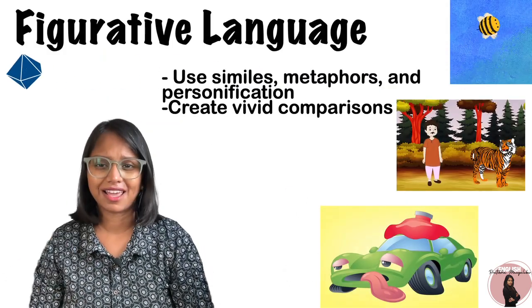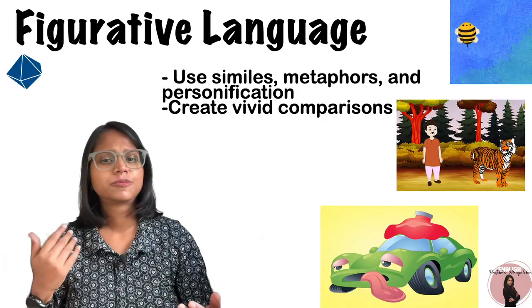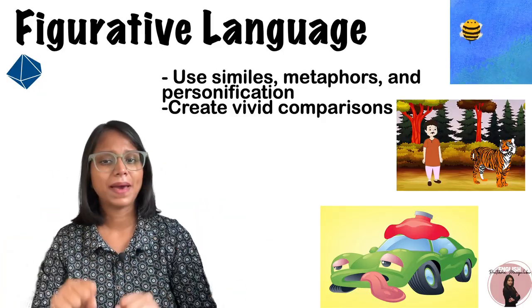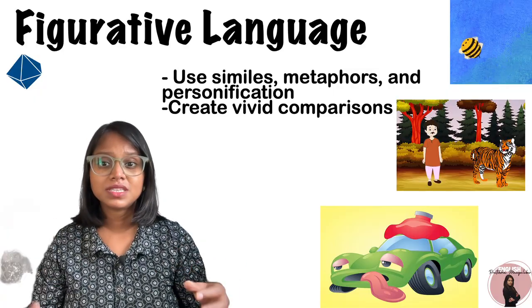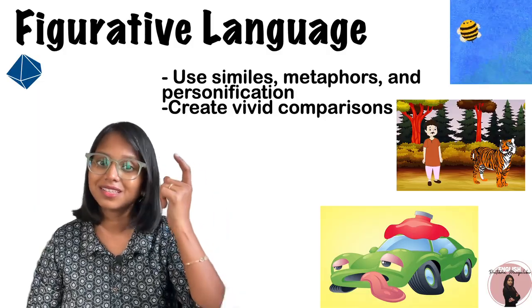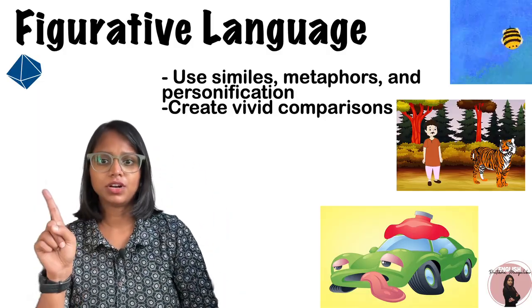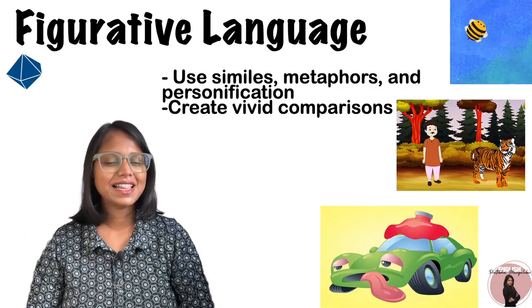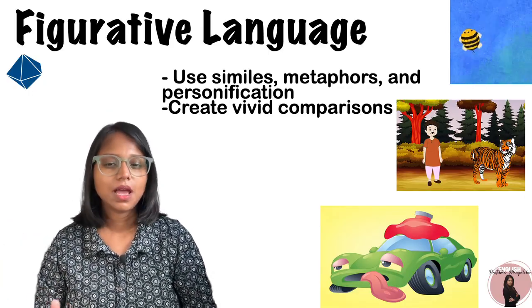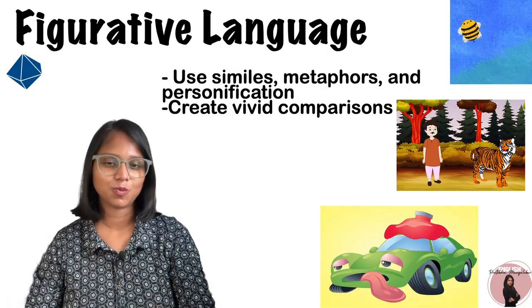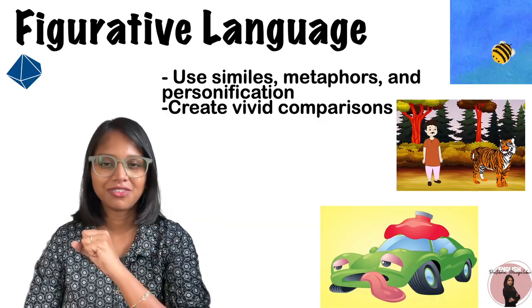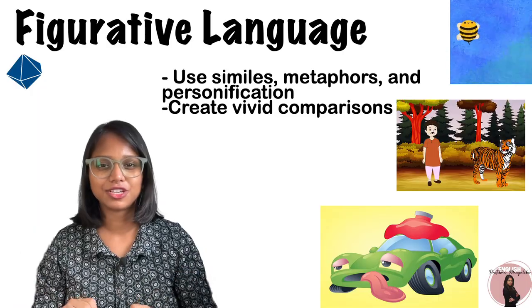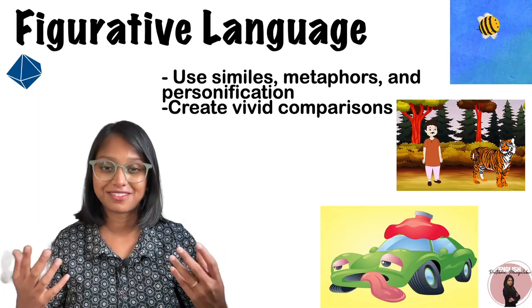Next is figurative language. Use similes, metaphors, personification to create vivid comparisons, to evoke emotions and paint pictures in your readers' minds. For example, the first one, Pratiksha is as busy as a bee. What is it telling you? That Pratiksha is super busy. But I'm not going to just write super busy. I'm going to use figurative language, decorative language to make it more beautiful and attractive.